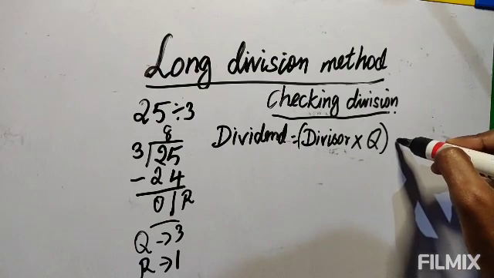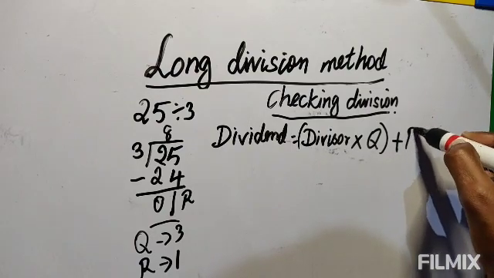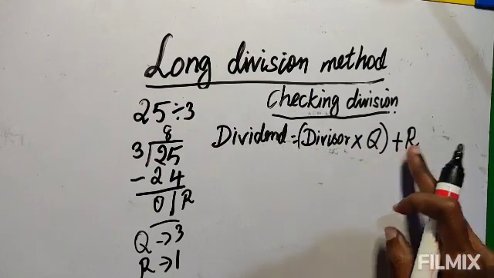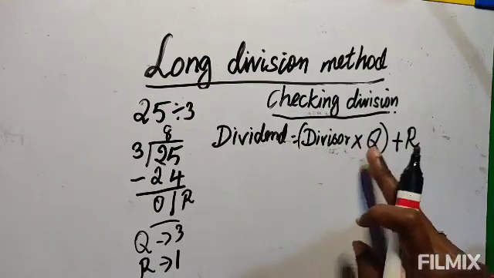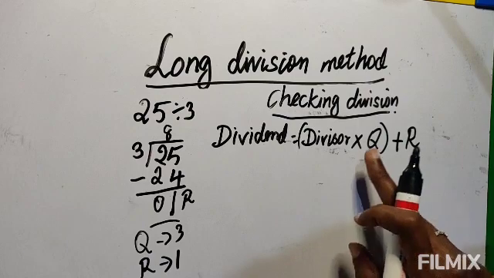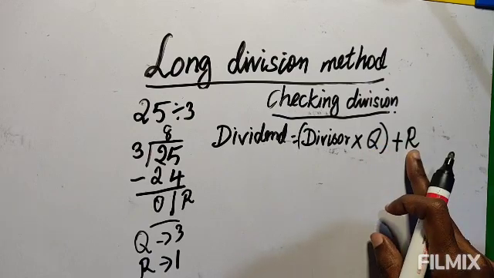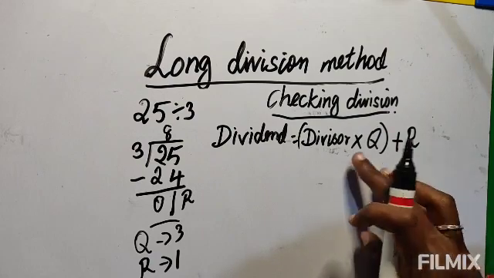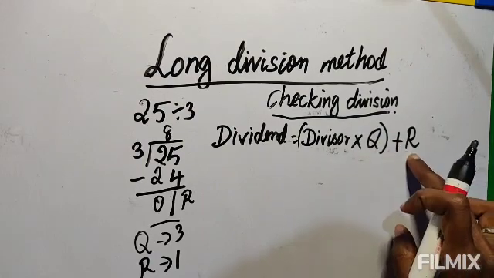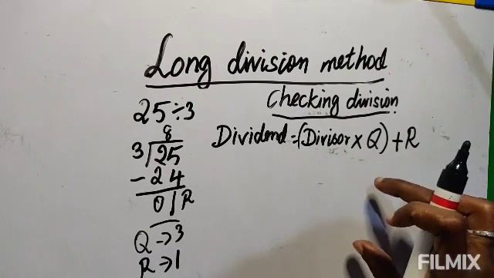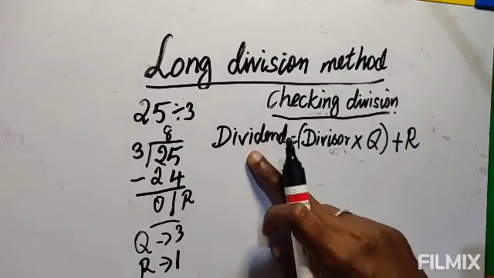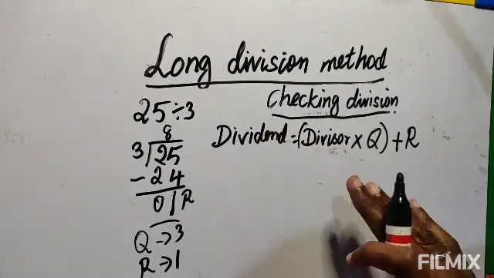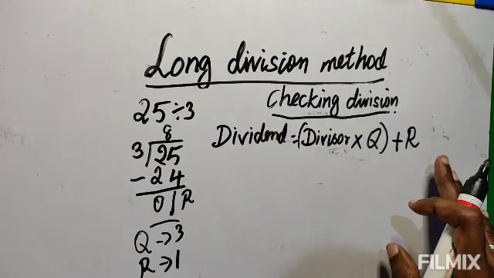Again, after multiplying, you have to add the remainder. Dividend equals divisor into quotient plus remainder. So you multiply the divisor and the quotient, and to that answer you add the remainder. When you add, you will get the other answer. That answer must be equal to the dividend. If it is equal to the dividend, then your answer is correct. If you are not getting the dividend, then your answer is wrong.